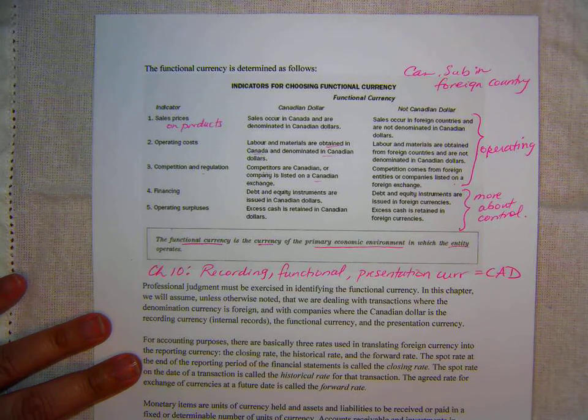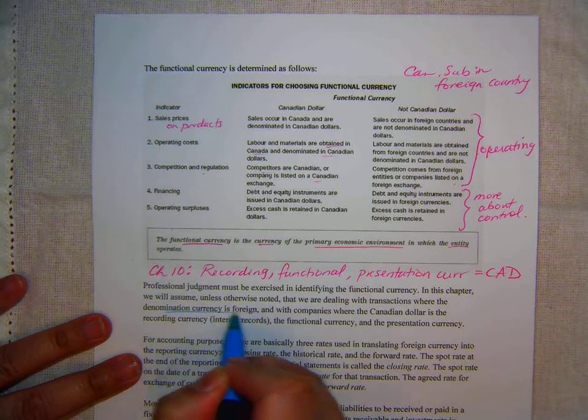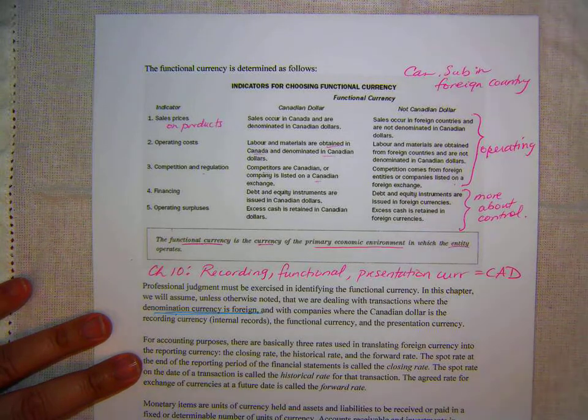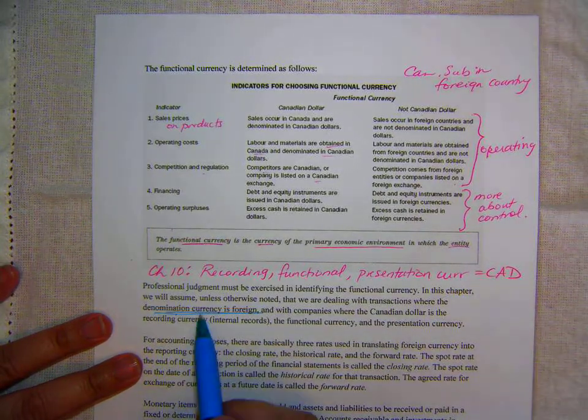So the denomination currency is going to be foreign. So we're going to make a sale to a foreign company, and the contract has to be settled in foreign dollars or foreign currency, or a purchase same way. Because if it's in Canadian, we've done that 100 times in various other courses, so you don't need to worry about it.